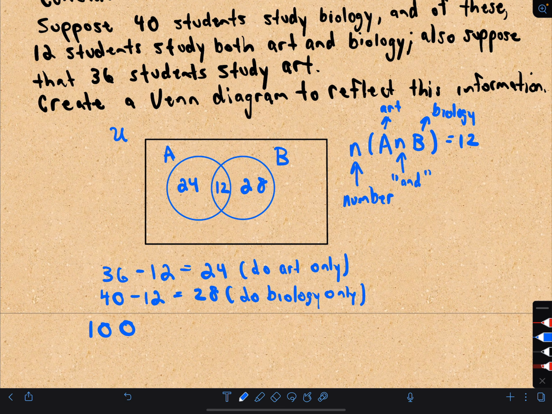So if we take our 100 students total, we can subtract away 24, the students that do art only. We can subtract away 12, the students that do both art and biology. And then we can also subtract away 28, the students that do biology only. And if we do 100 minus 24 minus 12 minus 28, that's simply going to leave us with 36. So we've got 36 students that do not study art or biology. So now we've got our Venn diagram labeled.